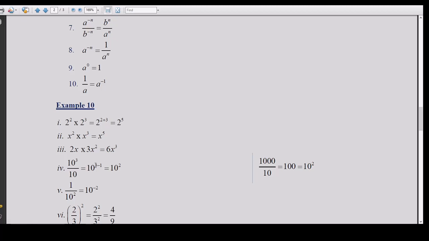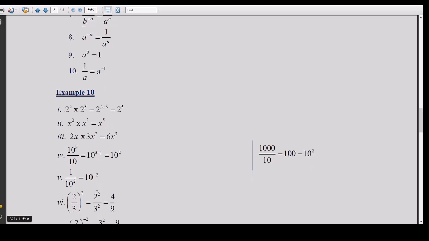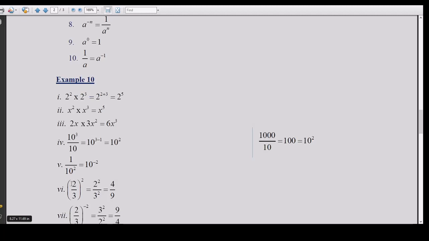That is m minus n. 3 minus 1 here will be 3 minus 1, which is 2. The same thing if you have 1 by 10 square: if you want to write it as a negative power, you can write it as 10 to the power minus 2. Now in a fraction, 2 by 3 having the power of 2, you can write this power separately as 2 square by 3 square, which is 4 by 9.